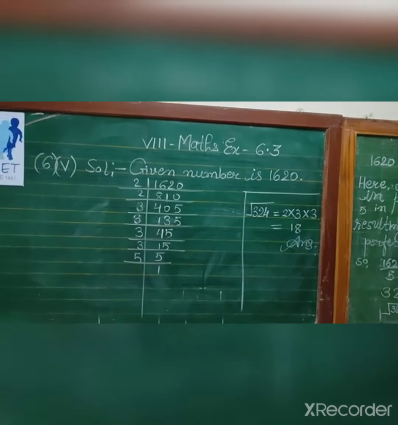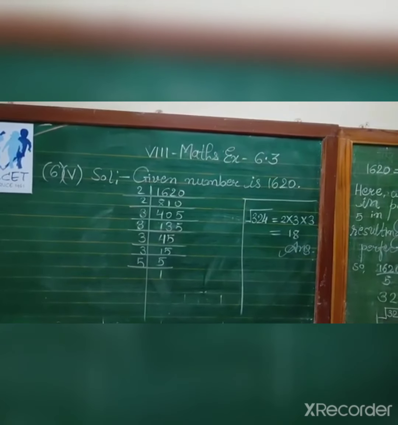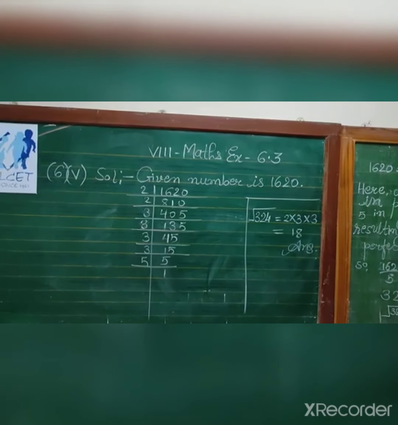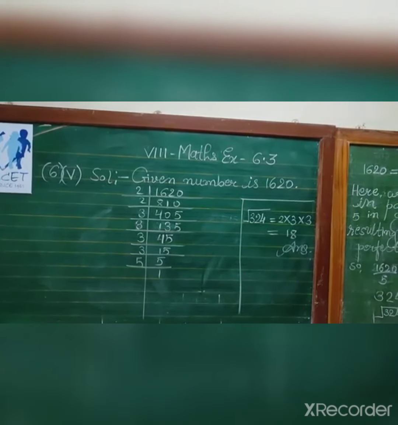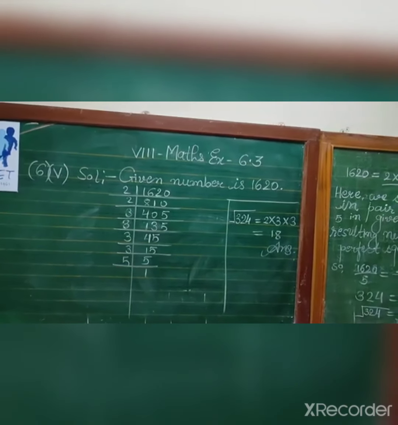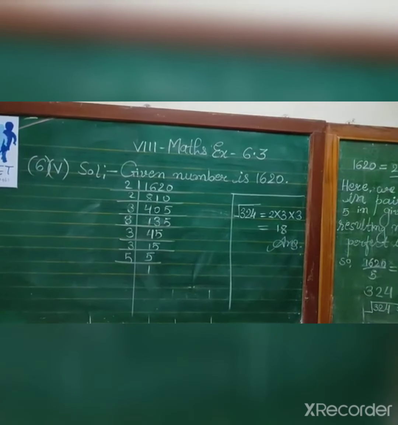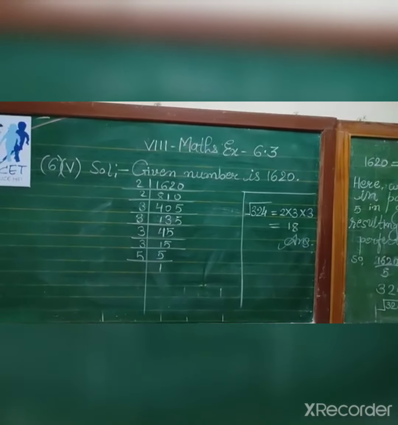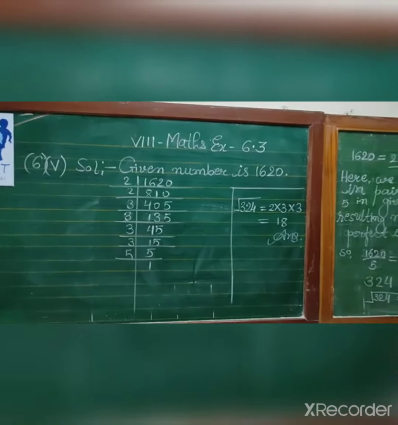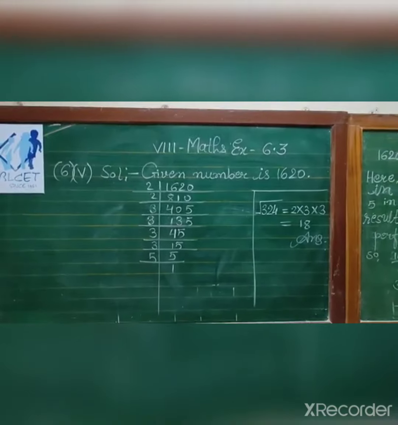Now sixth question. For each of the following numbers, find the smallest whole number by which it should be divided so as to get a perfect square. Also find the square root of the square number so obtained. So for this I am solving for you question number 6. I mentioned fifth by mistake, but sixth I am explaining.